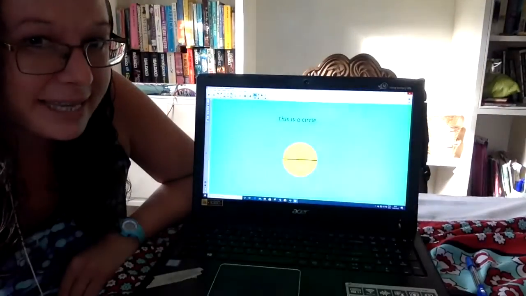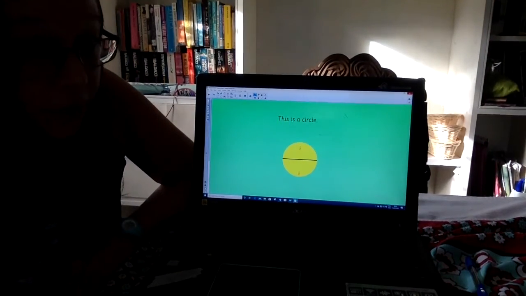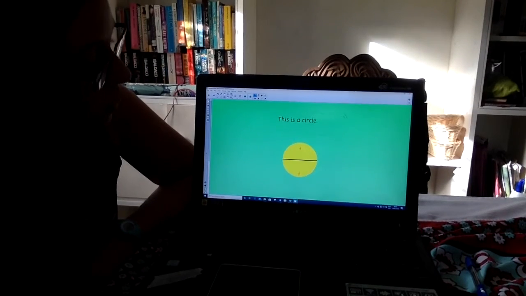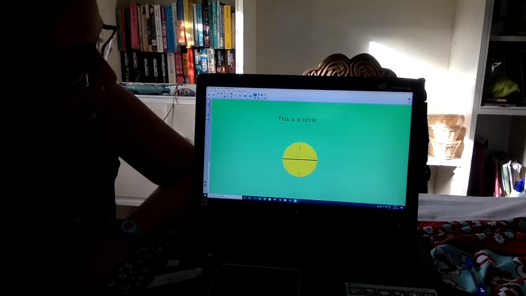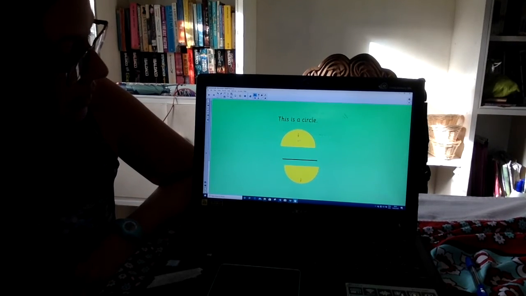Last but not least, we have a circle. And again, with a circle, we're going to draw a line exactly in the middle. So we have two equal halves. One half and two halves.